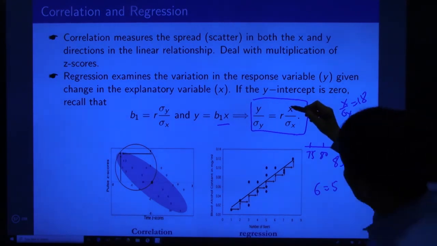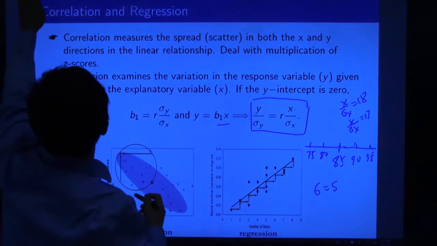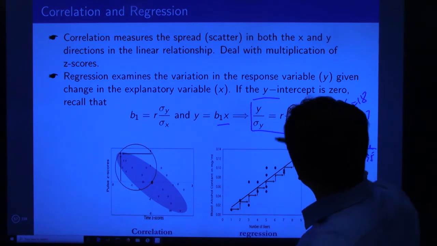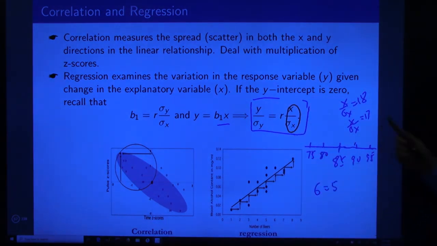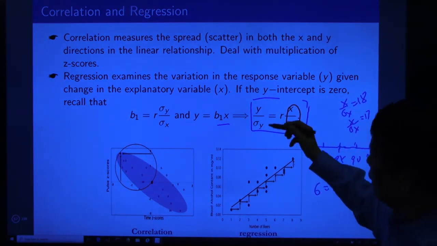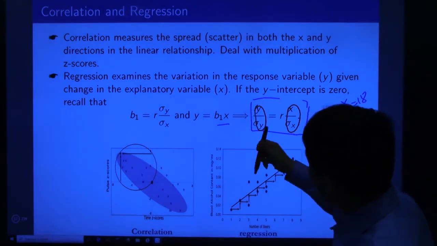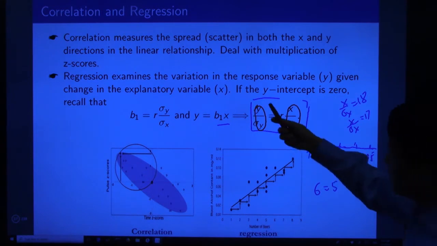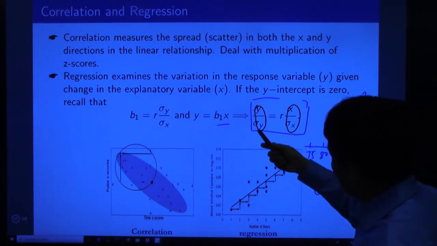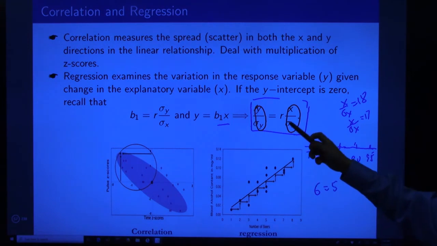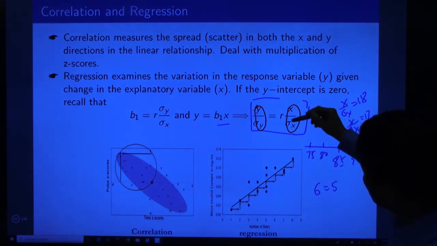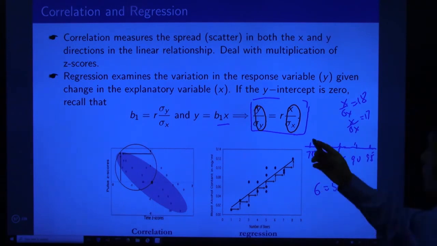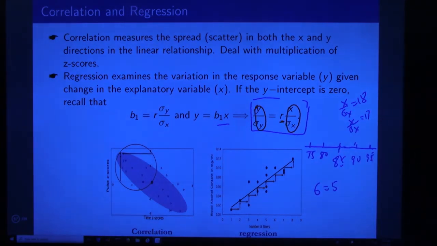So this one is here. And this is x divided by sigma x. That means the x value in the unit of sigma x. And this is also the y value in the unit of sigma y. And this y value in the unit of sigma y is related to this x value in the unit of sigma x with this factor, the r.